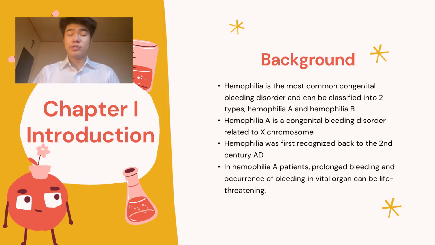Hello everyone, my name is Udayana with class 3 student number 021. So I'm going to explain about the background of our student project. Hemophilia is the most common congenital bleeding disorder that can be classified into two types, Hemophilia A and Hemophilia B.